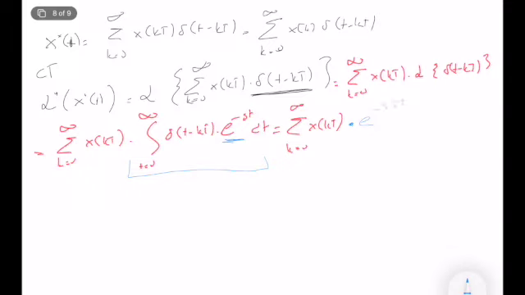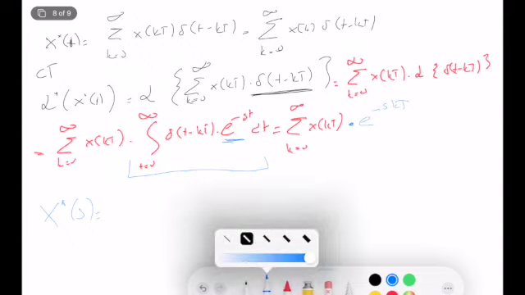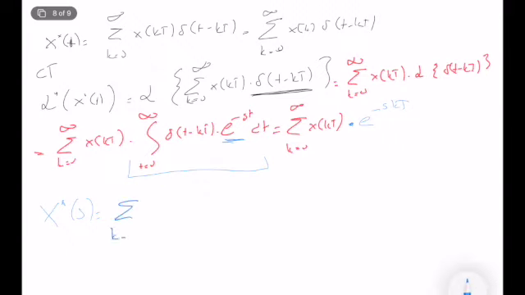Okay, so the Laplace transform x star of s is equal to the sum from k equals 0 to infinity of x_k of t times e to the power minus s k t. Okay, so it doesn't look like a nice Laplace transform, right? It really doesn't look like something useful or something concrete.